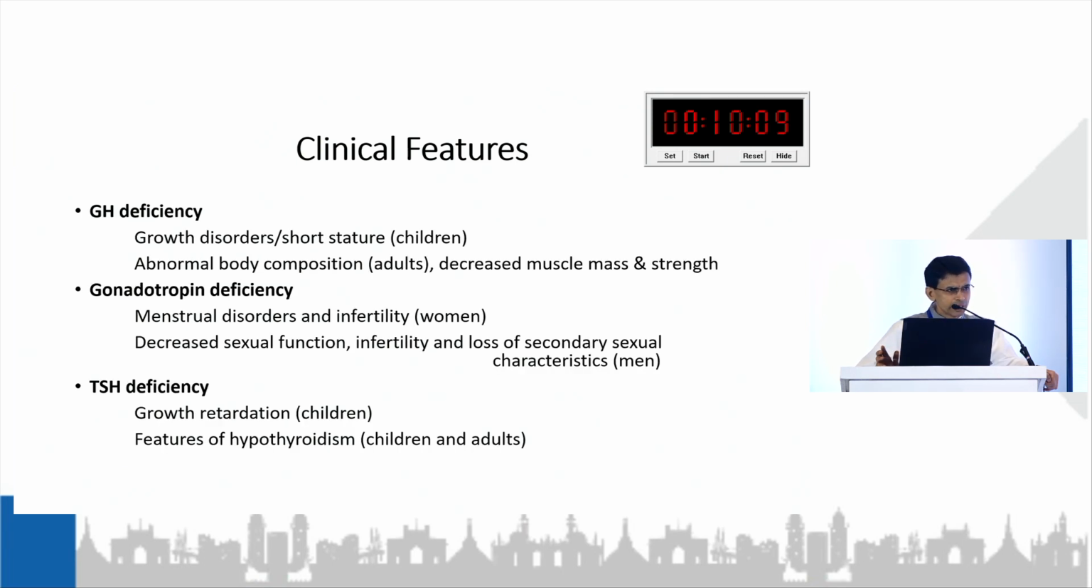Coming to growth hormone deficiency, short stature in children. In adults, it's very difficult, abnormal body composition only. Gonadotropin deficiency, menstrual disorders and infertility in women, and decreased sexual function or loss of secondary sexual characteristics in men. TSH deficiency, again growth retardation in children, and features of hypothyroidism in adults.